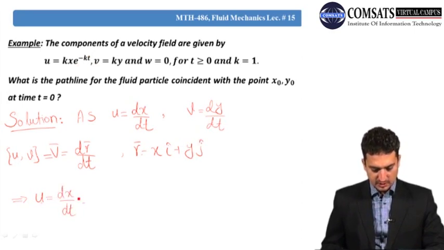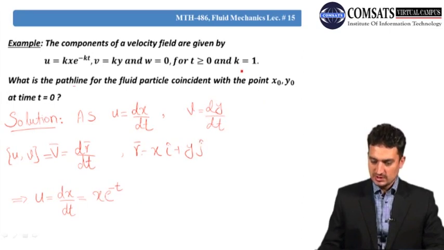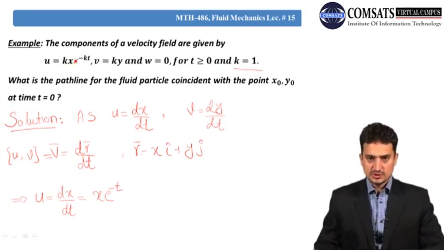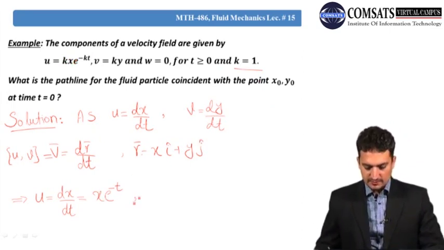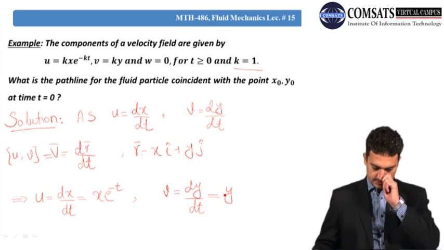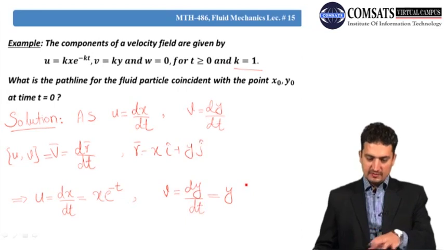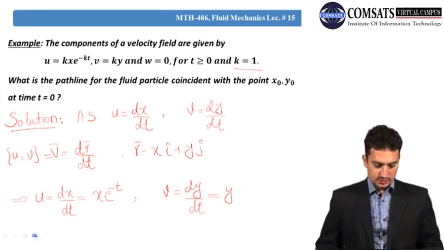dx by dt equals x e to the power minus t. We have simply substituted k equal to 1, which is given to us, into this expression. And v is equal to dy by dt, which is equal to y itself. Obviously here we have written this after substituting the value of k.